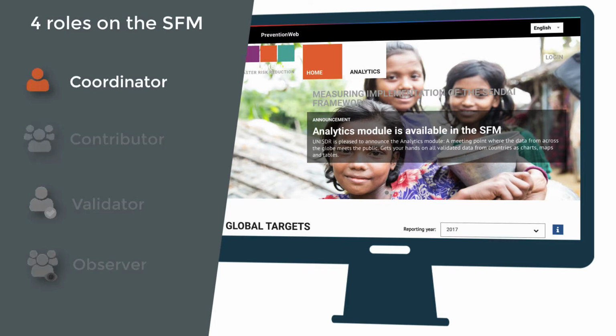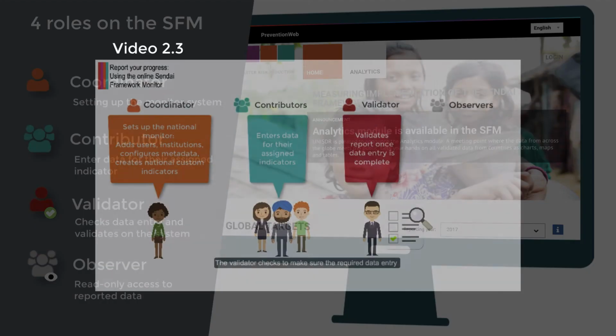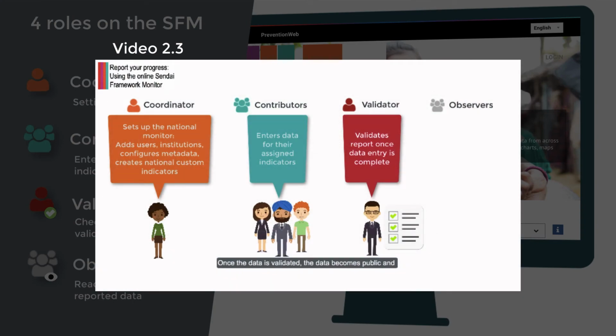The coordinator is in charge of setting up the monitor system, contributors enter data for their assigned indicator, and the validator checks to make sure the required data entry by contributors is correct and approves or validates on the system. Finally, observers are people that have read-only access to reported data and are an optional role on the SFM. See video 2.3 for further details on the different roles.